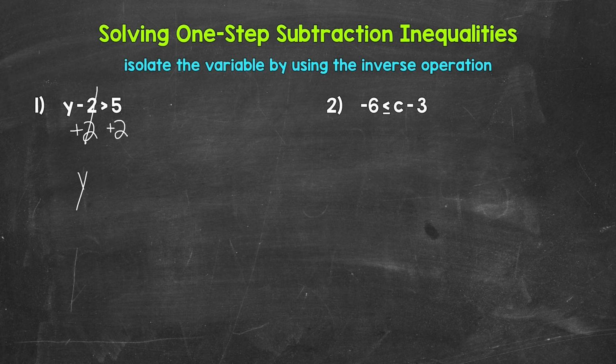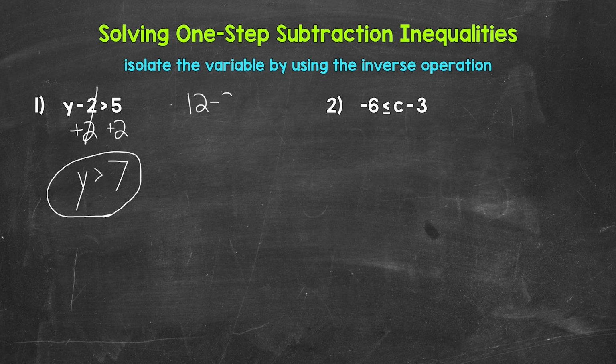So y is now isolated. We have y is greater than, and then on the right side, 5 plus 2 gives us 7. So y is greater than 7. And that's our answer. So any value greater than 7 is a solution of this inequality. It makes it true. And let's check a solution to make sure we are correct here. So we need to use any value greater than 7 here and plug it in for y. Let's use 12. So plug in 12.